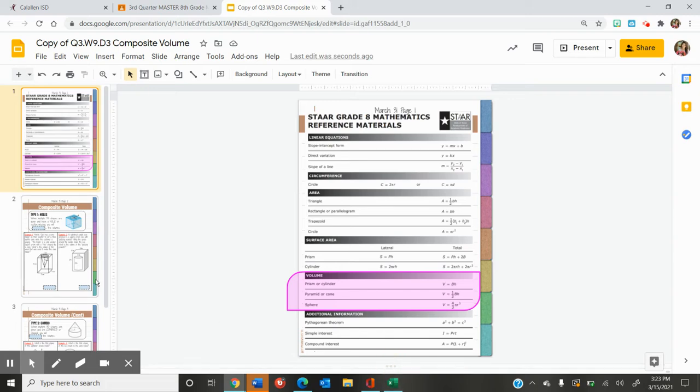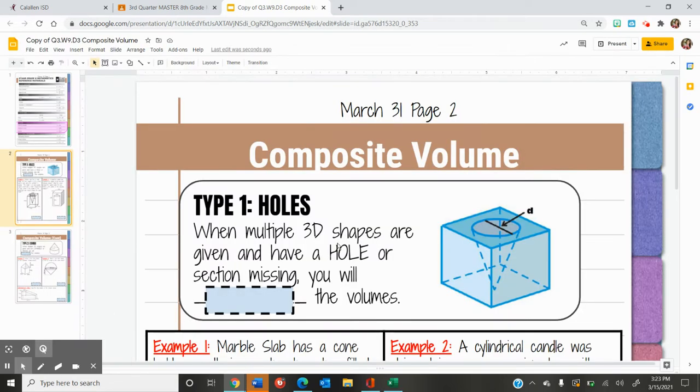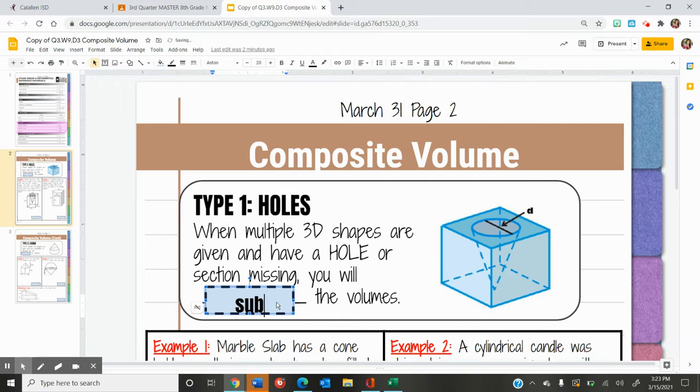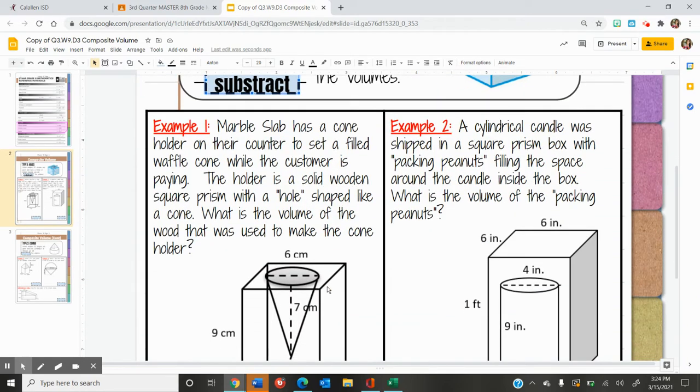The first type of composite volume we have is type 1, which are holes. Holes are when multiple 3D shapes are given and have a hole or section missing, you will subtract the volumes. So I'll find the volume of both this cube and the cone, and then since this piece is missing, I'm going to take that piece out and subtract it from the cube. So an example of this, we're going to look at example 1.